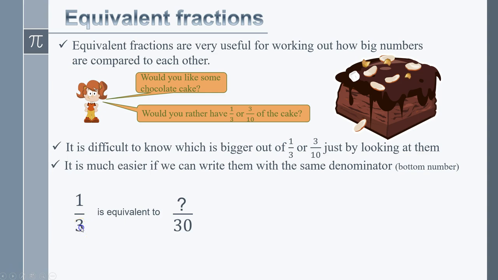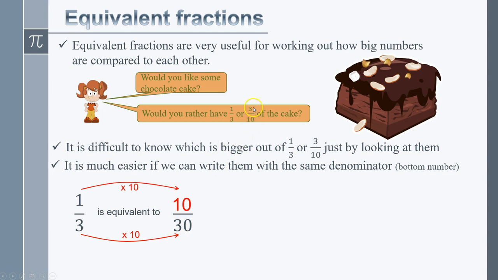Now let's go through the process again. What are we timesing by? Clearly we times by 10 here. That means I've got to do a times by 10 here. 1 times 10 is 10. So there we go, 1/3 is the same as 10 30ths. So we know how big 1/3 is in 30ths.